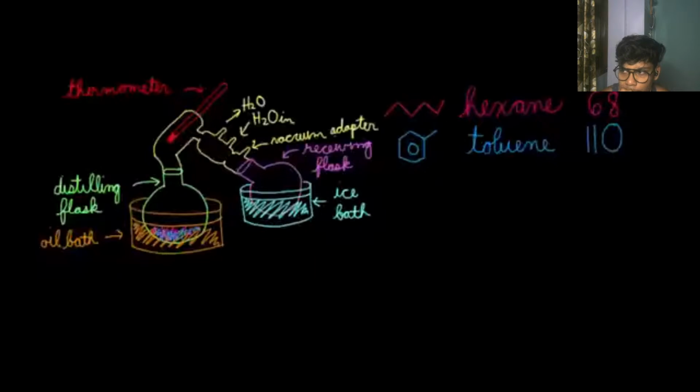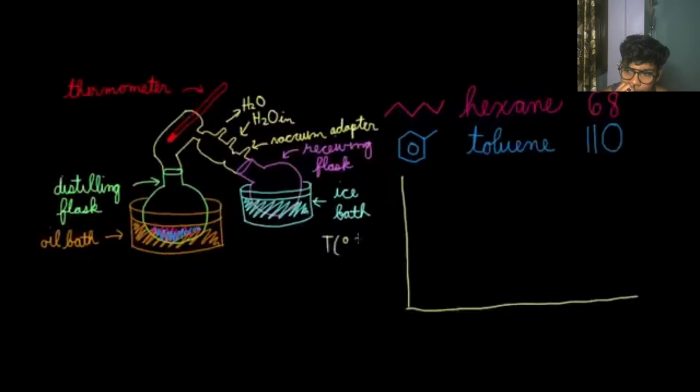How can we keep track of what's happening during a distillation process? To track distillation, we typically create a temperature versus time graph, with temperature on the y-axis and time on the x-axis.